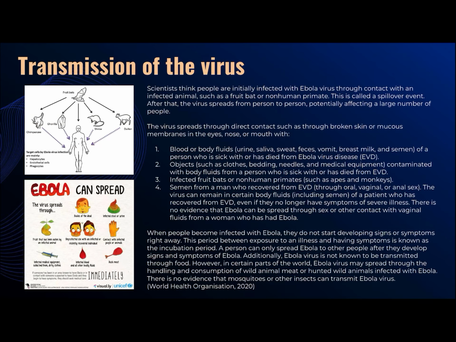The objects contaminated with body fluids, infected food, bats, or non-human primates. Semen from a man who recovered from the disease, the virus can still remain in certain body fluids, even if they no longer have symptoms or severe illness.